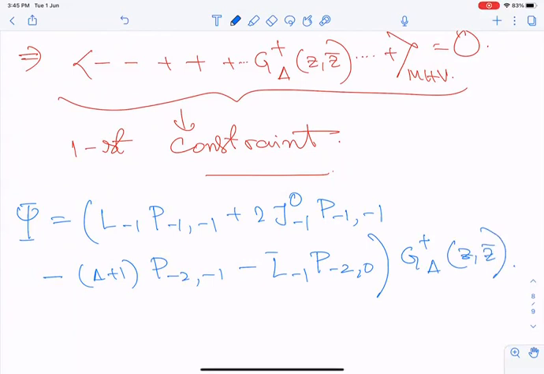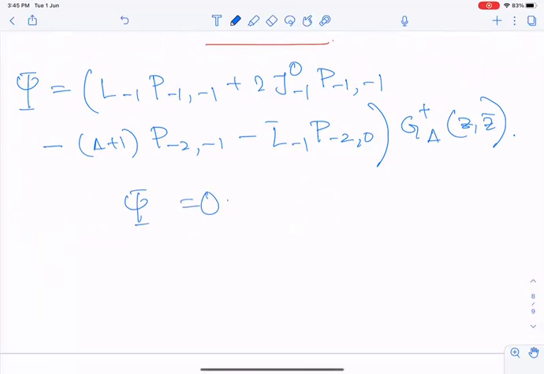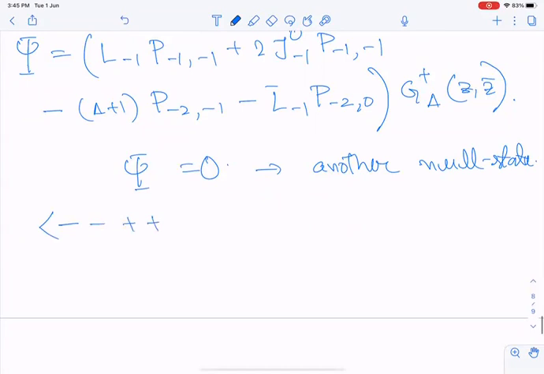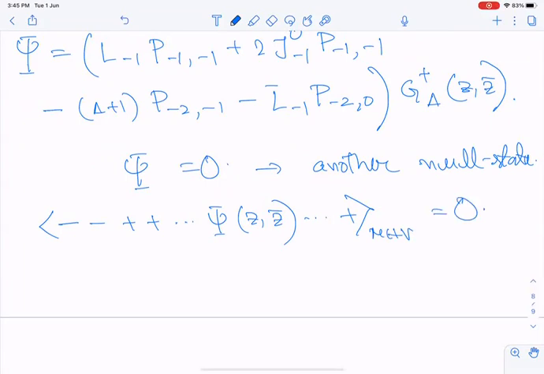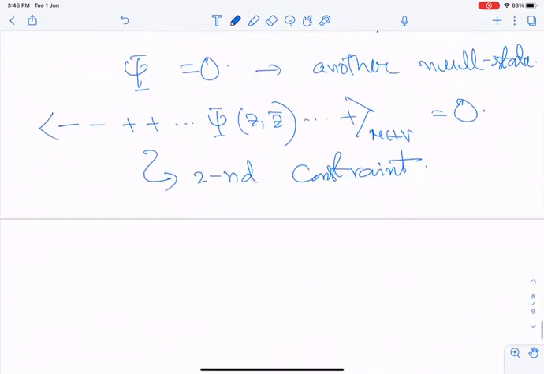Okay, so psi is also zero. So this is the second null state, another null state. And this gives rise to constraints like zero, and this is the second constraint. This is the second constraint, but this constraint is the main constraint actually. Okay, so now let me explicitly write down the explicit forms of these constraints.